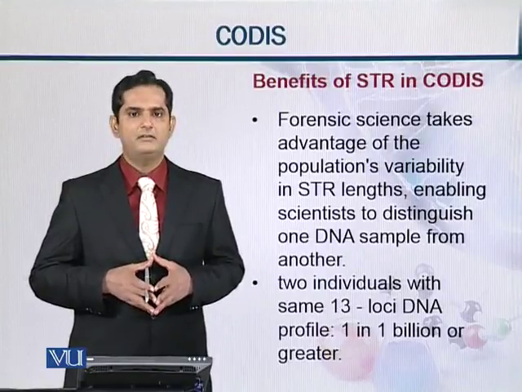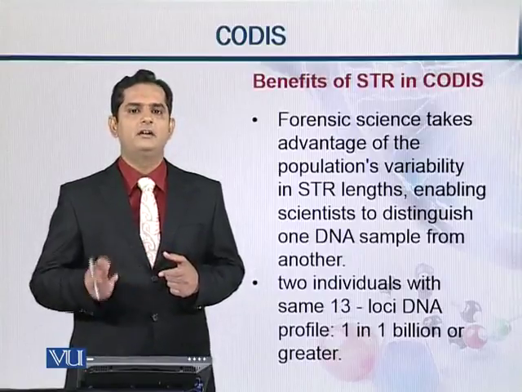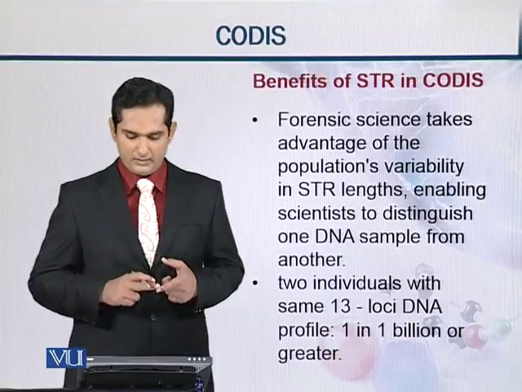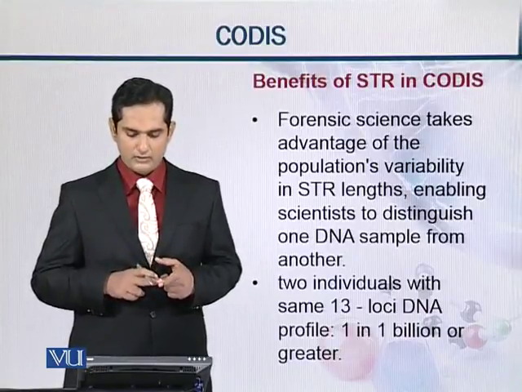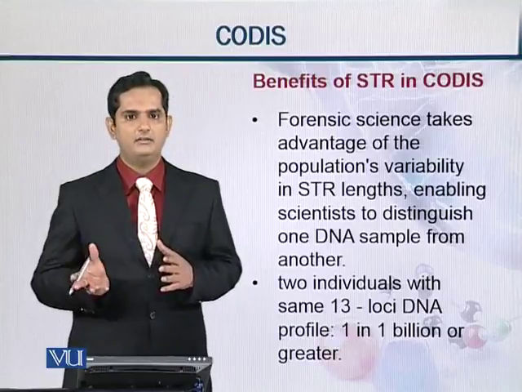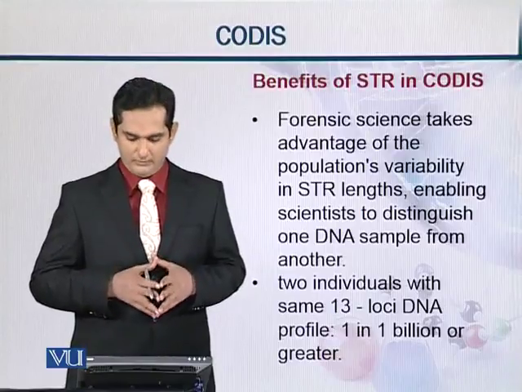So what happens is we have forensic sciences. Forensic scientists are the people involved in collecting, storing and retrieving this information from the CODIS database. What they do is take advantage of the population's variability in STR length. STR length, meaning short tandem repeat length, would be different for different people.